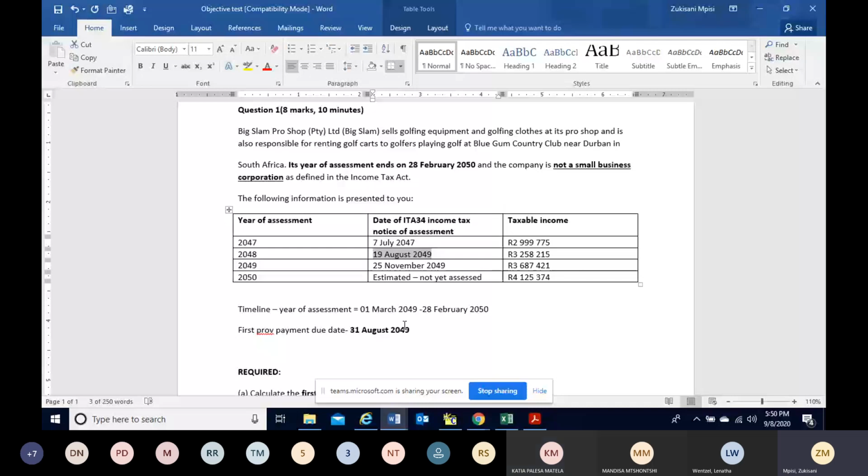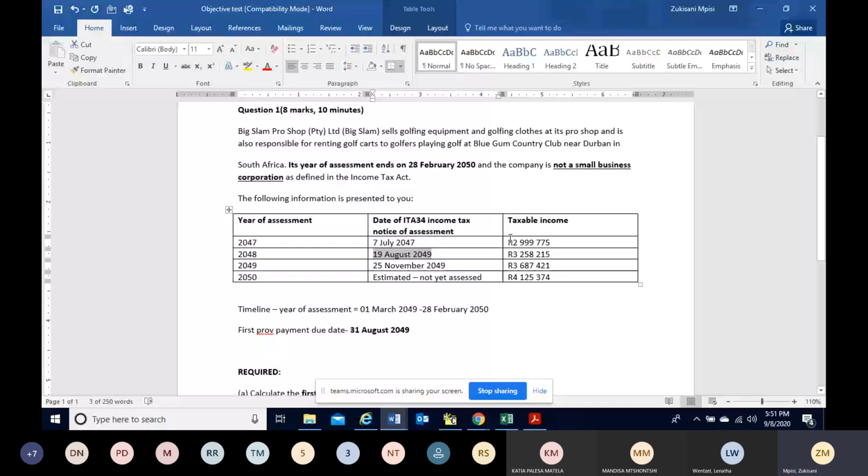So which means that now you're going to say the 2048 year of assessment is not more than 14 days. Therefore, you cannot take it. Therefore, you are going to relook now at 2047. You look between the 7th of July 2047 and the 31st of August 2049, and you can pick up already that that is more than 14 days. So which means that the basic amount that we are going to select is that amount that is in 2047.